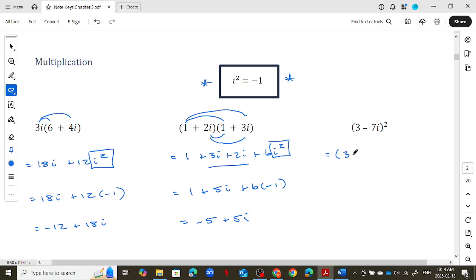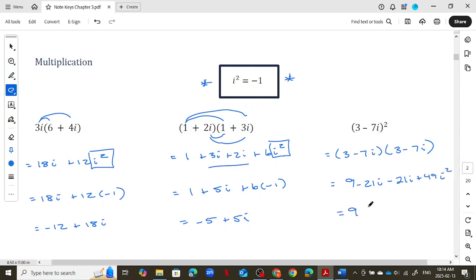If you did, when you're squaring something, you're multiplying it by itself. So we end up with 3 times 3 is 9. 3 times negative 7i is negative 21i. Negative 7i times 3 is another negative 21i. And then negative 7i times negative 7i is positive 49, and i times i gives me that i squared.